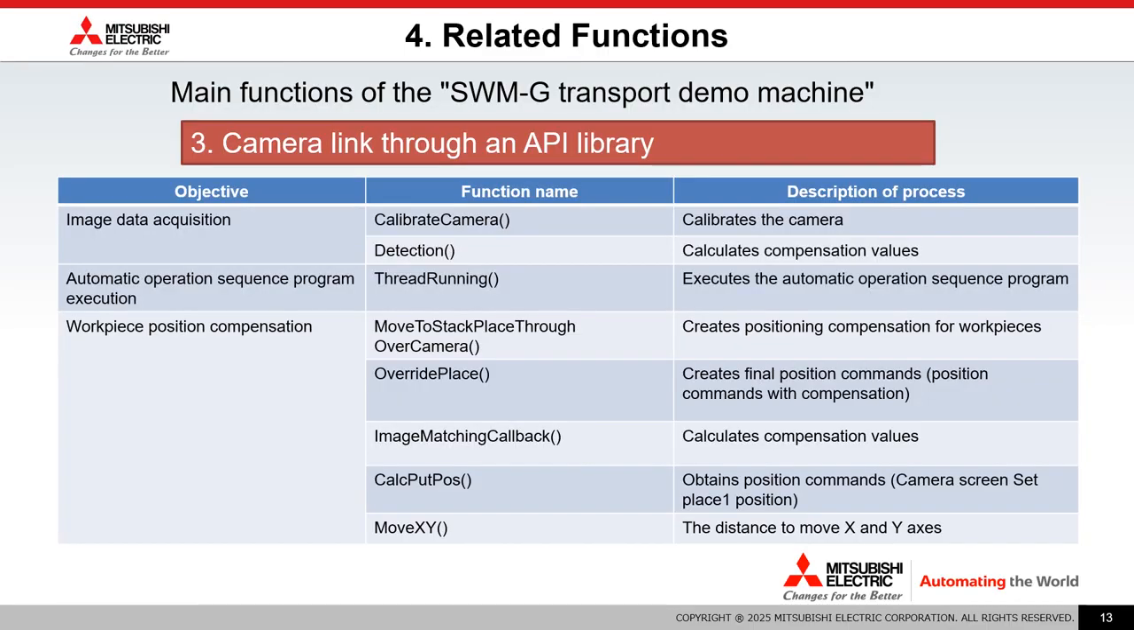This slide displays a list of API library items used in the demo machine. This API library allows programming to be done easily from obtaining camera image data to compensating the position of workpieces.